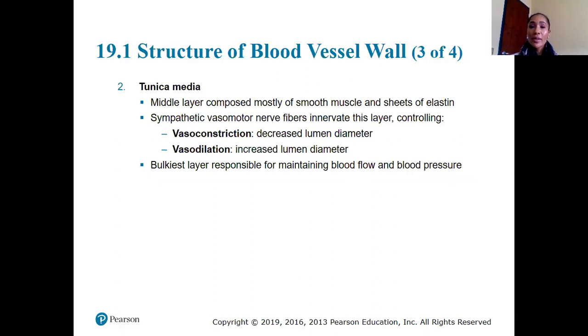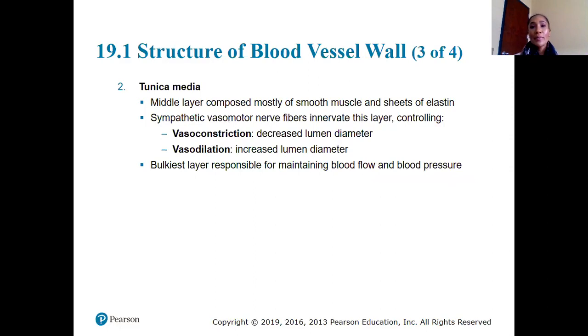Going to that middle layer of a blood vessel wall, we have the tunica media. This is going to be composed mostly of smooth muscle to allow for contraction and relaxation. And also it will contain sheets of elastin to further assist with the contraction and relaxation, because we know that our blood vessels can dilate and they can also contract. So this middle layer is going to consist of that smooth muscle to allow for these things to occur. It's going to also consist of sympathetic vasomotor nerve fibers that will innervate this layer so that when we need to contract the layer or expand this layer of the blood vessel wall, we can do so.